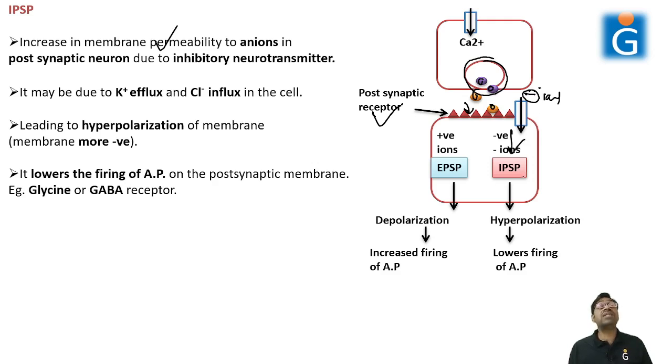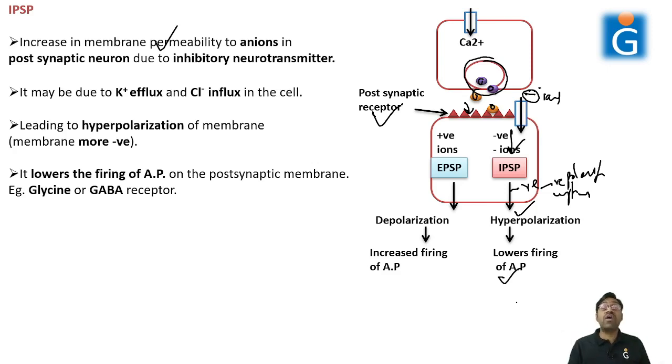When the negatively charged ions go inside the postsynaptic membrane, it is going to cause an increase in the negative polarity inside the cytosol of the neuron. This cytosol is going to become more negative, leading to hyperpolarization or excessive polarization of the membrane, which is going to cause a decrease in the transmission of nerve impulses, that is, lower firing of action potential. When there is any influx of negatively charged ions, there is lowering of the action potential, means there is inhibition or decrease in the conduction of nerve impulses.